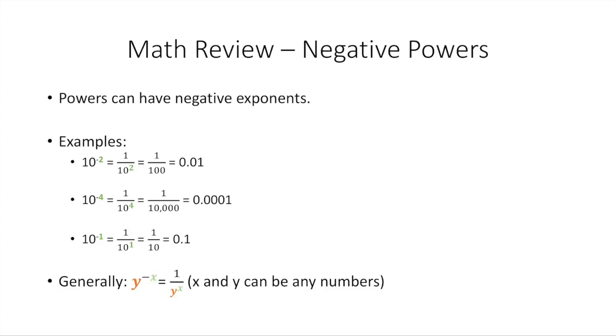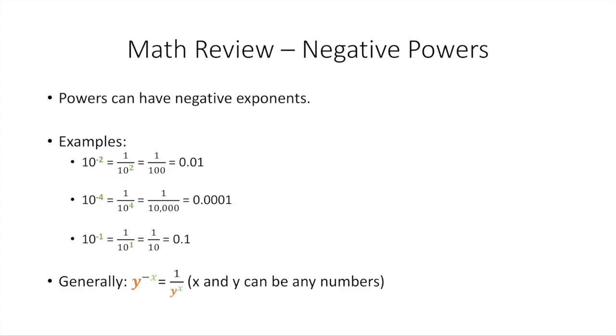And that's 0.0001. Okay, well that's pretty simple. So we can see and then we can do with 10 power negative 1. So 10 power negative 1 is 1 over 10 power 1. That's 1 over 10. That's 0.1.